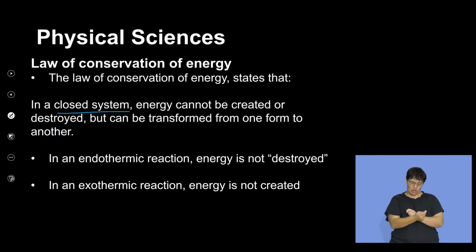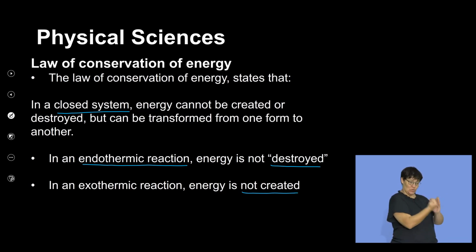So there are two broad categories of types of reaction. We've got an endothermic reaction, in which the net energy is absorbed. More energy is absorbed. So energy is not destroyed when bonds are broken in a chemical reaction. And also in an exothermic reaction, which releases energy, we do not create energy. But the key word is energy conversion or energy transformation.